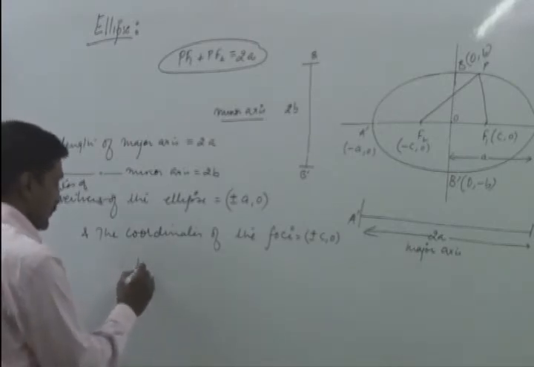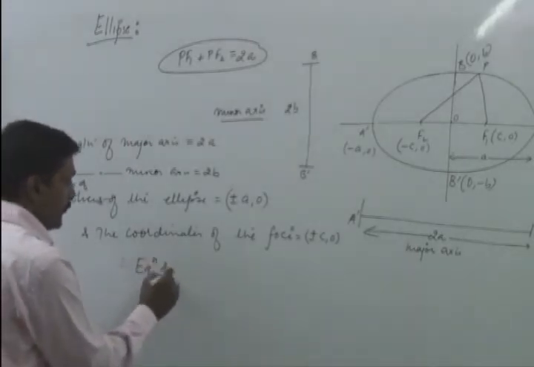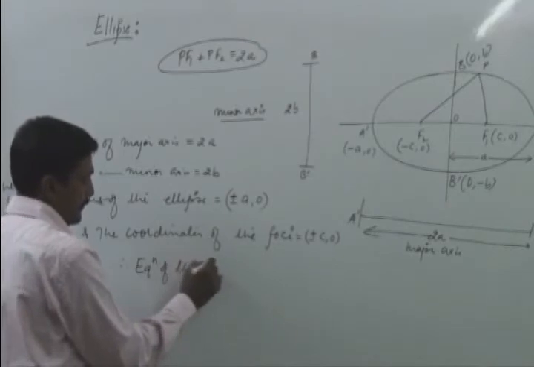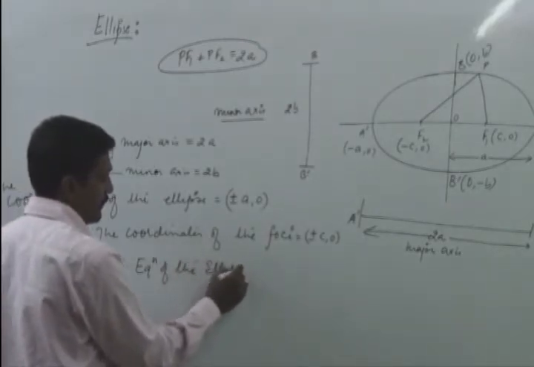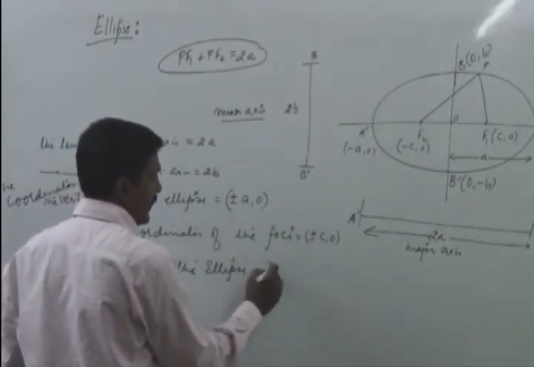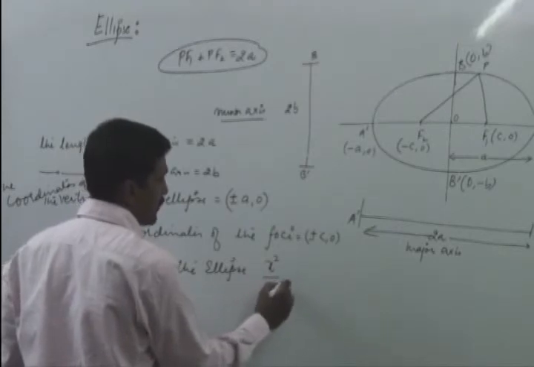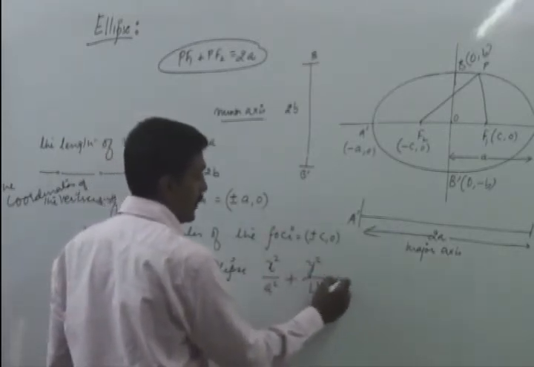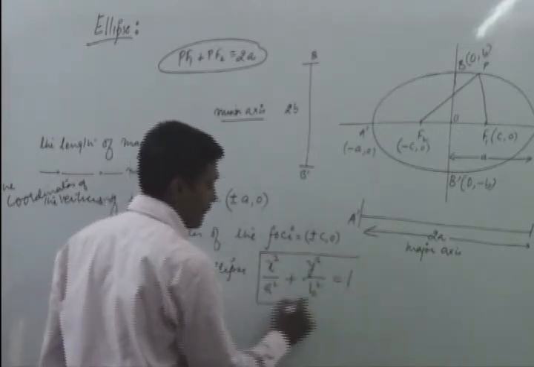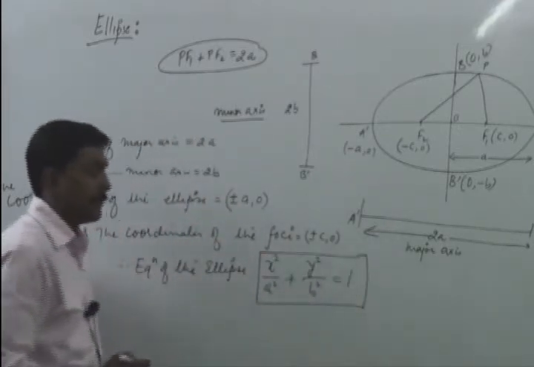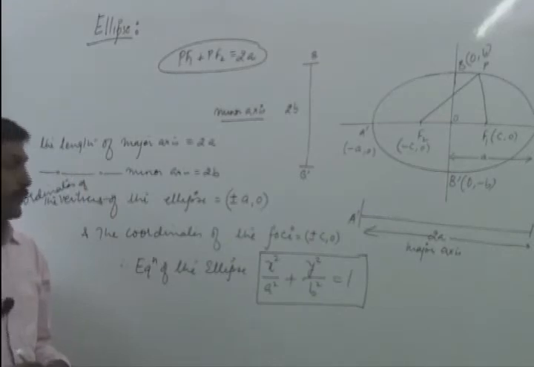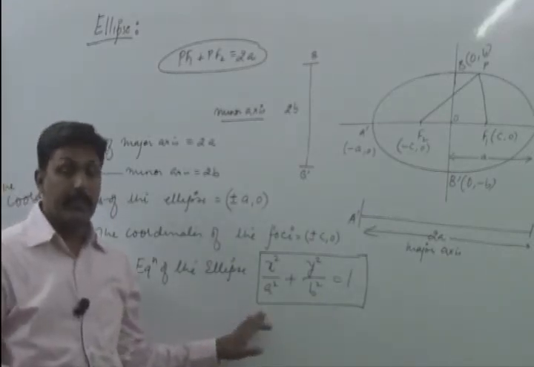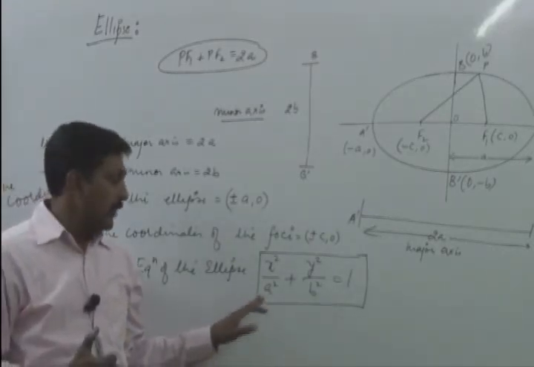Therefore, the equation of the ellipse: x square upon a square plus y square upon b square equals 1. This is the equation of the ellipse in standard form.